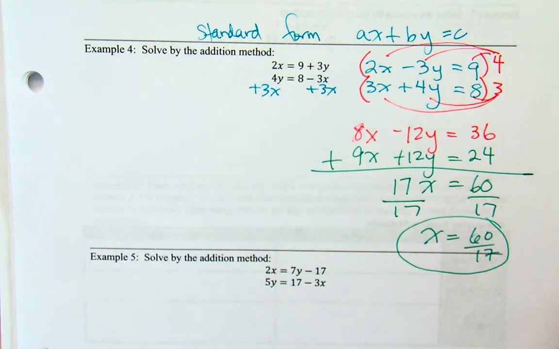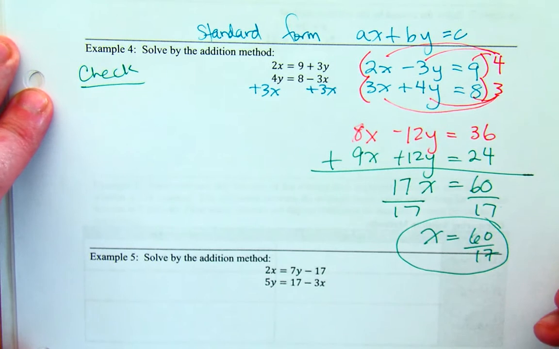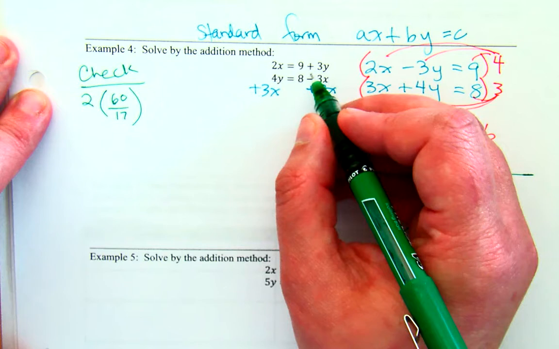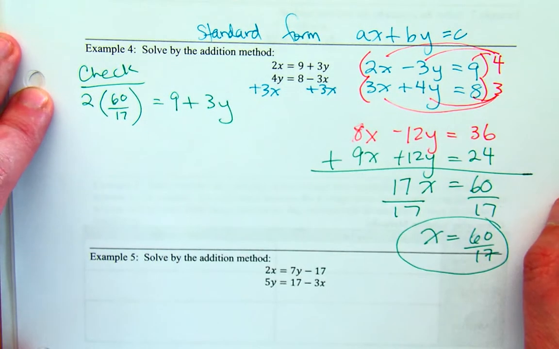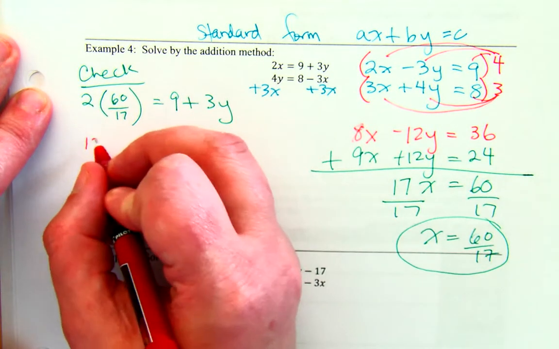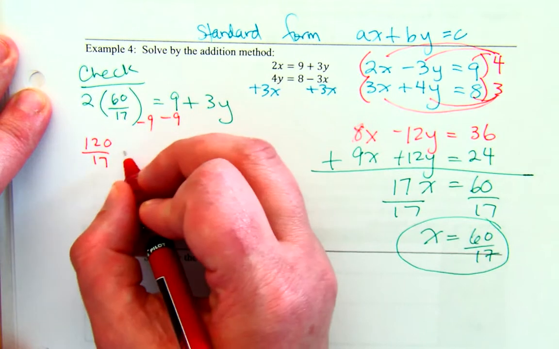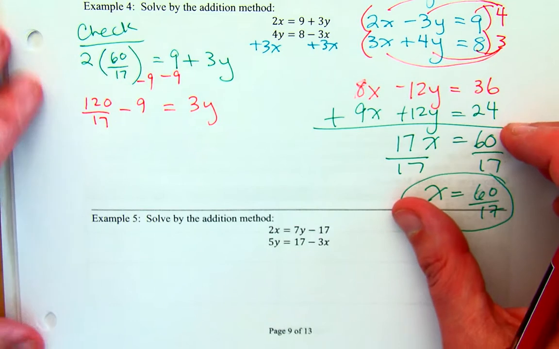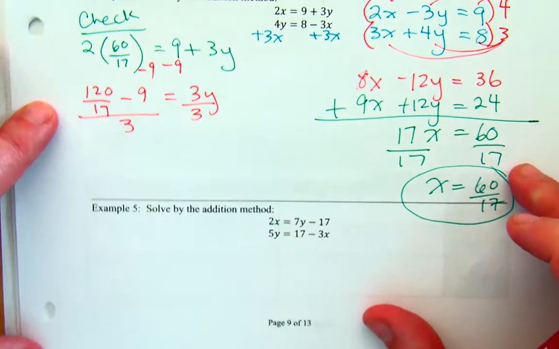I want to plug it in to find y. So I'm going to plug it into the first one. This is really my check, okay? So I plug it into the first one. 2 times 60/17 equals 9 plus 3y. I'm solving for y, okay? So now I have 120/17. I'm going to subtract 9 from both sides. Subtract 9 equals 3y. I'm just trying to get y by itself, okay? And then here I'm going to be dividing everything by 3.